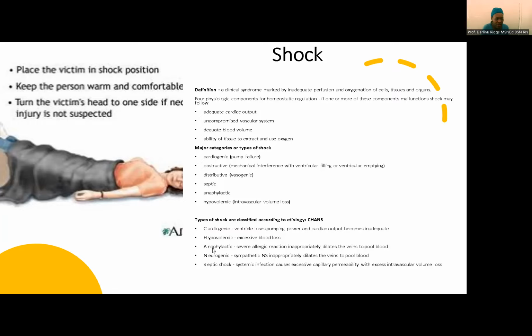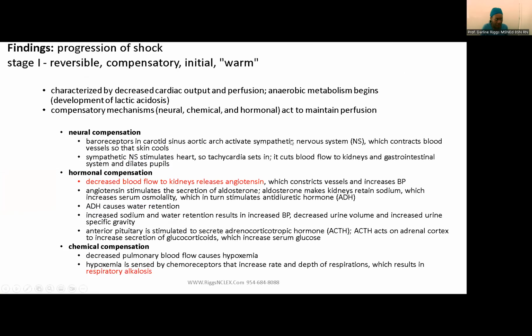So some students remember CHENS. If that helps you, great. But you should be good with the types of shock. So just to recap, cardiogenic, ventricular loses pumping power. The heart cannot contract. Hypovolemic, not enough fluid, blood loss. Hypo, not enough. Fluid volume, or volemic, volume. Anaphylactic, allergic reaction. Neurogenic deals with the sympathetic nervous system. And septic, infection.